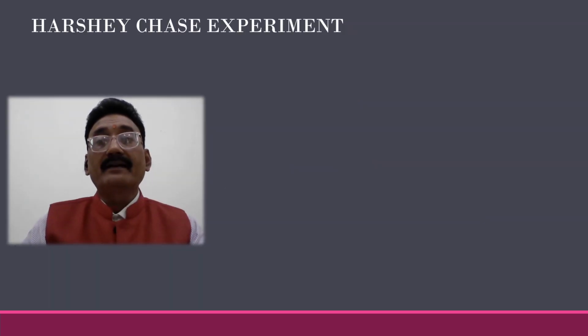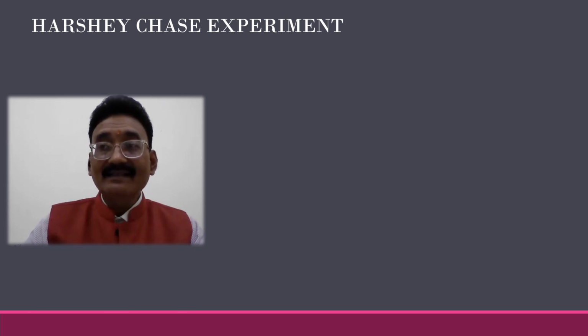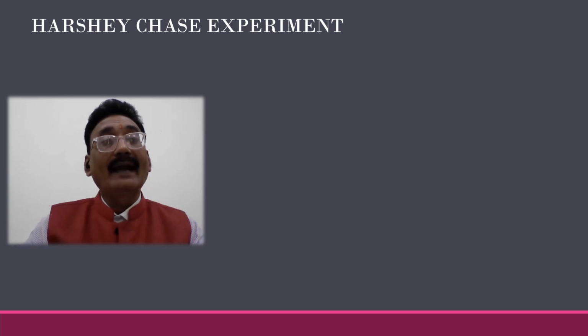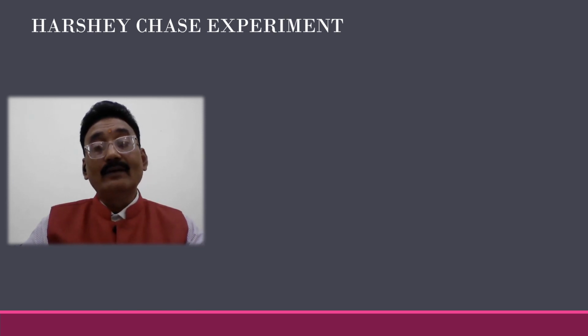In the third experiment, Martha Chase and Alfred Hershey studied bacteriophages, viruses that infect bacteria. They used the T2 bacteriophage, which consists of a protein coat and a DNA core. In their experiment, they radioactively labeled the viral DNA with phosphorus-32 and the protein coat with sulfur-35. After allowing the bacteriophages to infect bacteria, they found that only the labeled DNA, not the protein, entered the bacterial cells and directed the production of new phages.